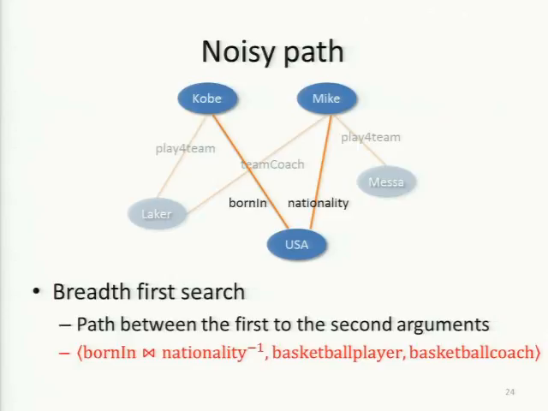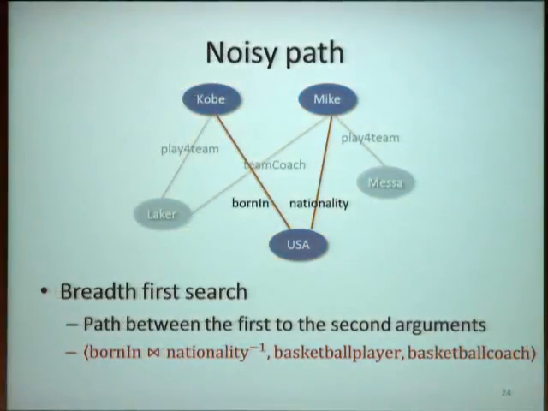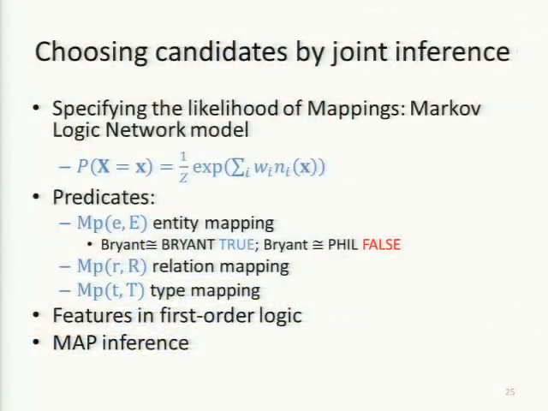Such a method has some problems. It's noisy. You can see that Kobe is born in the USA and Mike's nationality is also the USA. This is a path between the two arguments, and you will return this noisy path as a candidate. So we need to assign a likelihood to these mapping candidates in order to get the correct ones. What we do is use a Markov logic network model, which is good for joint inference with evidence written in first-order logic.